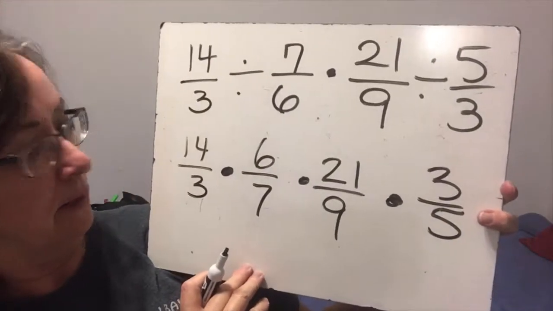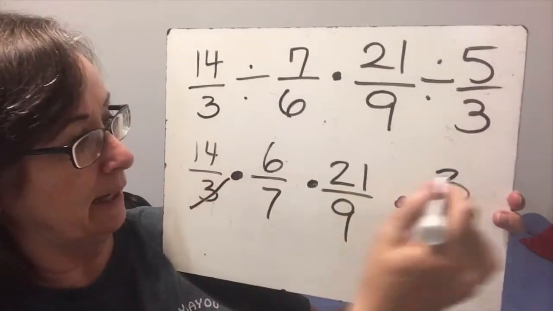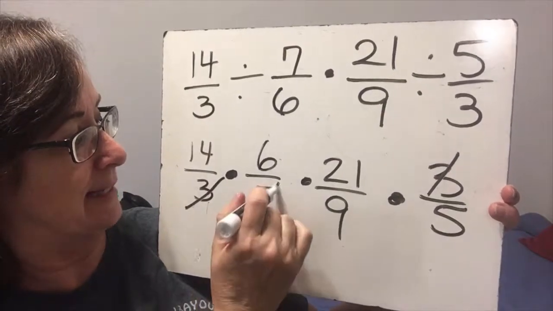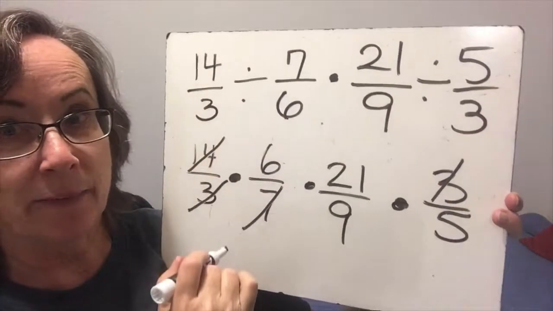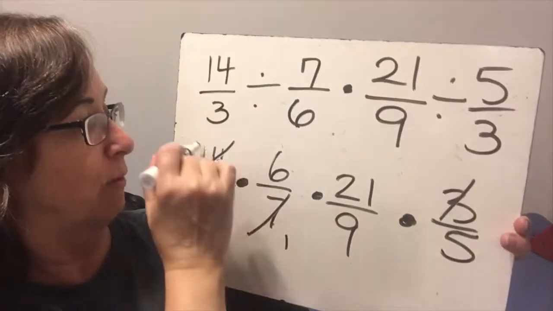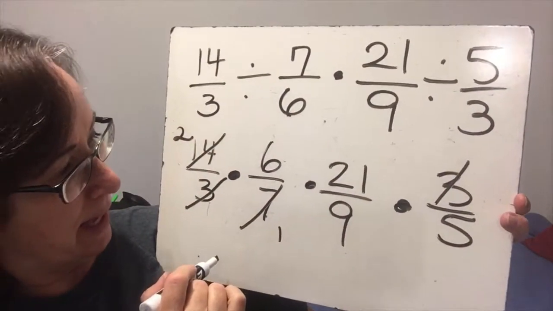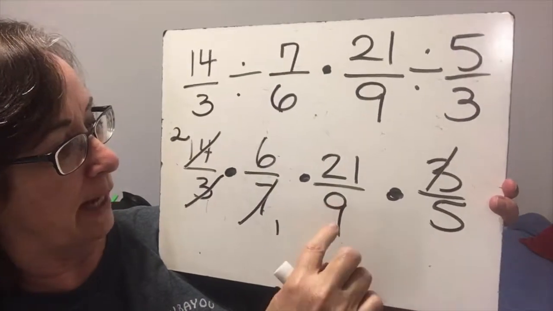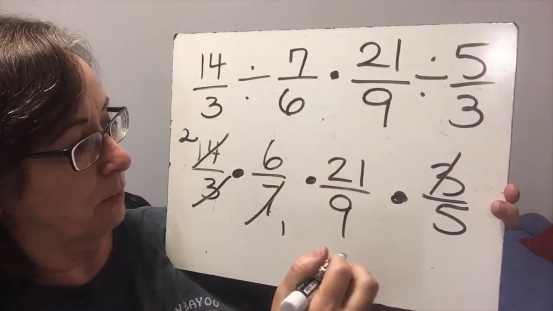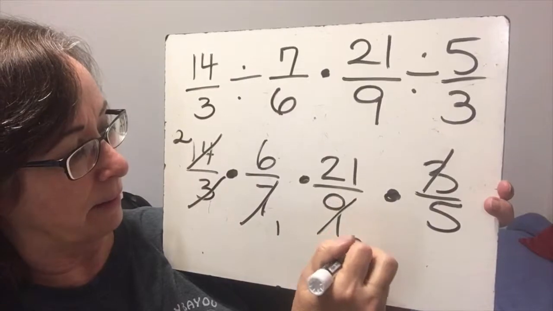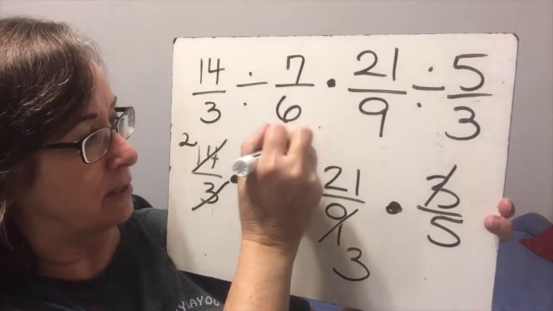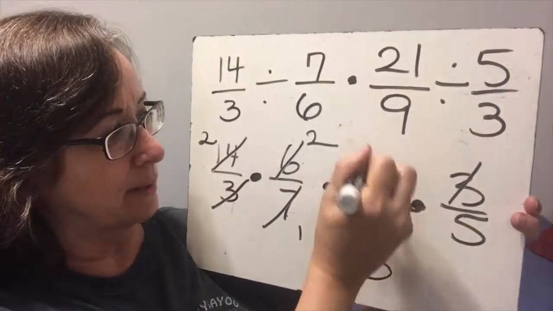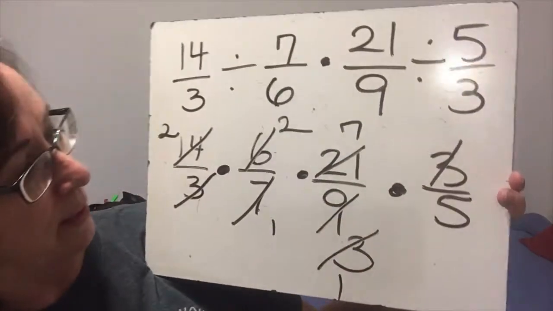And now, let's see what we can do. We've got a 3 and a 3 that cancel. And we have a 7 and a 14 that can both be divided by 7. That's going to leave a 1 and a 2. And 5's not going to help out anybody. 9, ooh, look, we've got 9 and 6 will both divide by 3. So 9 divided by 3 is 3. 6 divided by 3 is 2. But 21 divided by 3 is 7. So we'll cancel this one with a 7 and a 1.